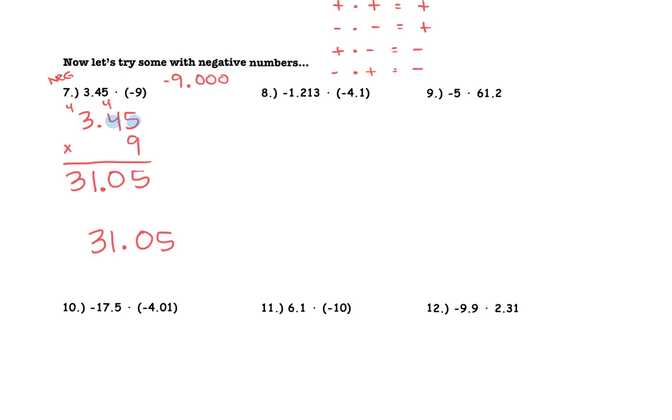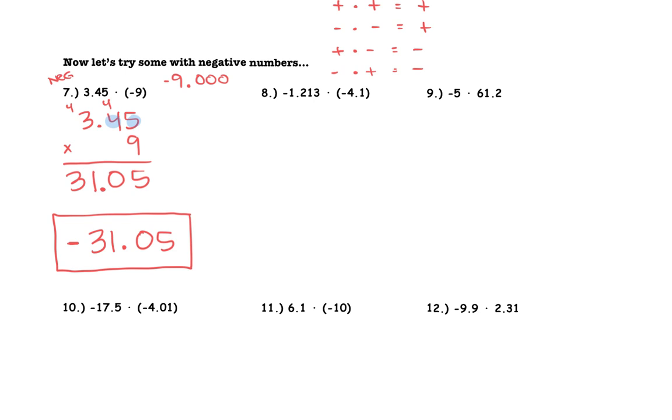31.05. However, I need to go back now and remember that I need to add that negative sign because they had different signs to begin with. So I knew right off the bat it was going to be negative, so don't forget the negative sign in your answer. Also, just like before, you can sort of check. So 3 times 9 is 27, so I know I need to be in the ballpark of 27, which I am. All right, let's take a look at number 8.